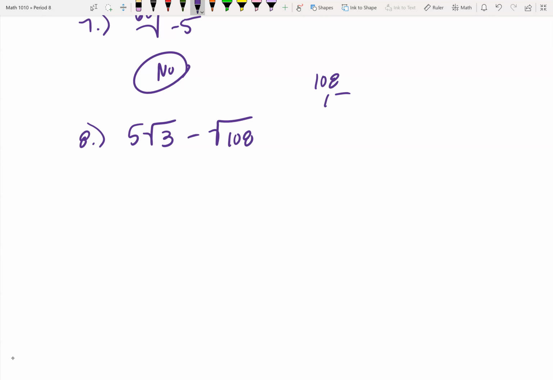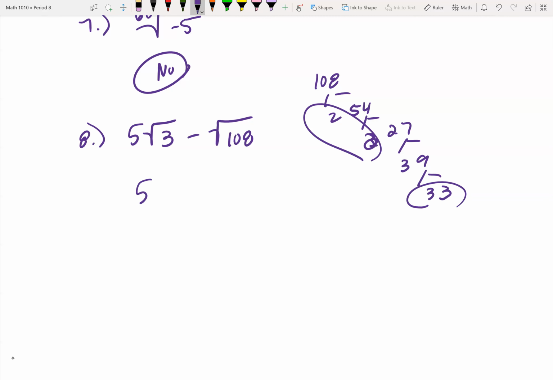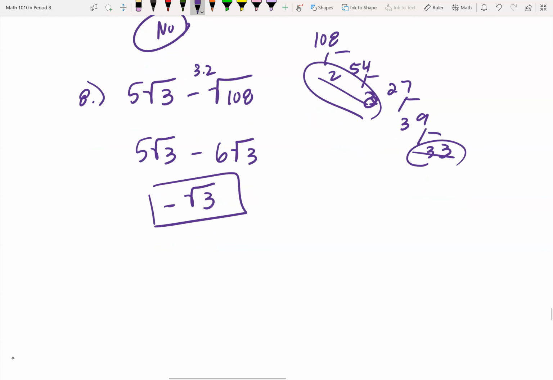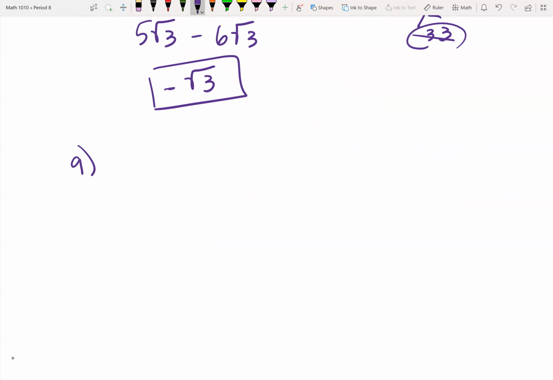So the 108 breaks down into 2 times 54. 54 is 2 times 27. 27 is 3 times 9. 9 is 3 times 3. So these are going to come out and these are going to come out. So I have 5 square root of 3. 3's come out as 1, 2's come out as 1. 3 times 2 is a 6, square root of 3. So I can add them together. 5 minus 6 is a negative 1. There's your answer. Question 9.